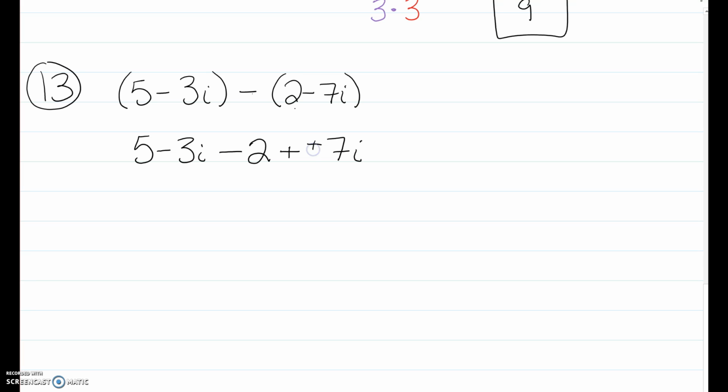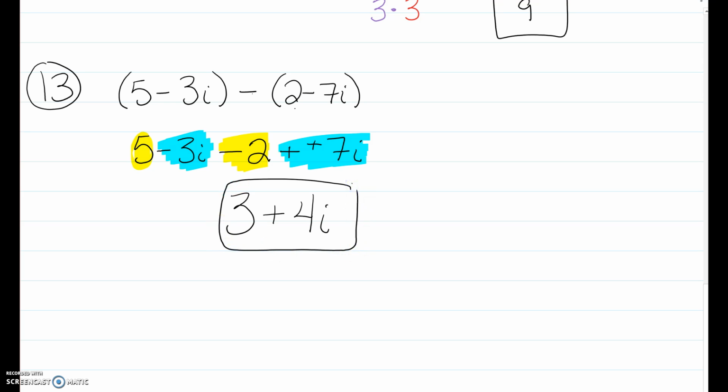Plus a positive 7i. And then it's just combining like terms. You've got the 5 and the negative 2. Those would combine. The negative 3i and the positive 7i would combine. So your answer would be 3 plus 4i.